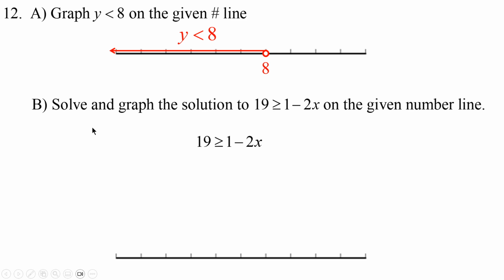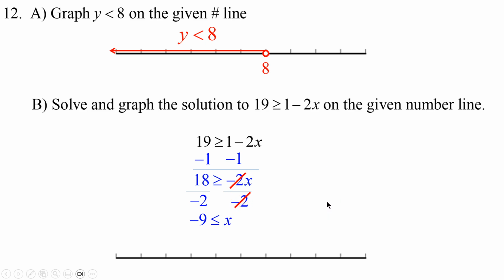Solve and graph the solution to 19 is greater than or equal to 1 minus 2x on the given number line. So let's solve for the x right there. Let's subtract the 1. 19 minus 1 is 18, is greater than or equal to negative 2x. And now let's divide both sides by negative 2. And don't forget, we just divided by a negative. So that inequality, we've got to reverse it. Positive over a negative is negative. 18 divided by negative 2 would be negative 9. And then on the right, the negative 2's cancel, leaving the factor of x.